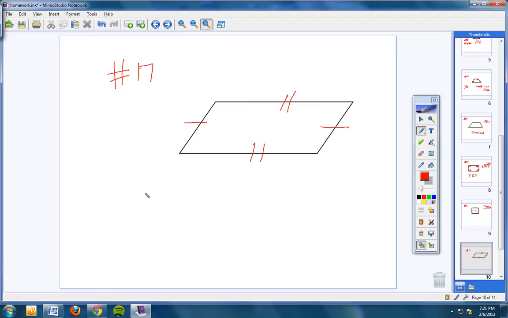Well, one of those ways I just mentioned is if both sets of opposite sides are congruent. Well, is this side marked congruent to this side? Yes. Is this side here marked congruent to this side here? Yes. So yes, we definitely have a parallelogram.